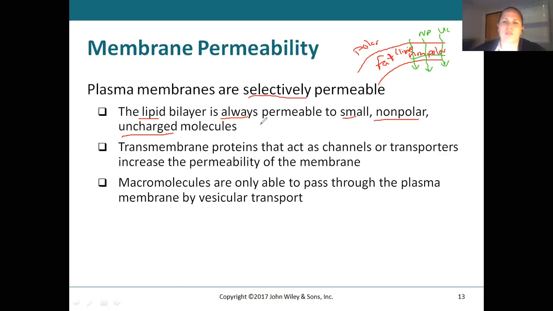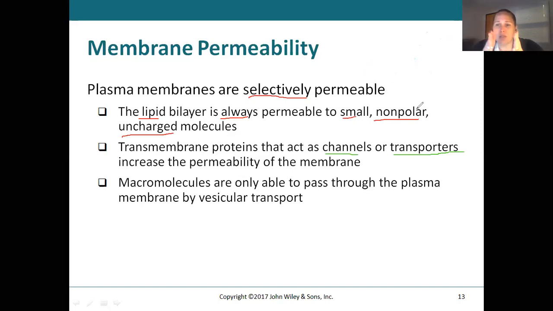So small, non-polar, uncharged molecules are the types of molecules that are most likely going to make it through that plasma membrane. Because the cell sometimes needs larger molecules, polar molecules, or charged molecules inside, the way to have that happen is to have channels or transporters that increase the permeability of the cell. We've talked about how there are proteins embedded into the surface of the plasma membrane that act as little doorways for these larger molecules to get in.